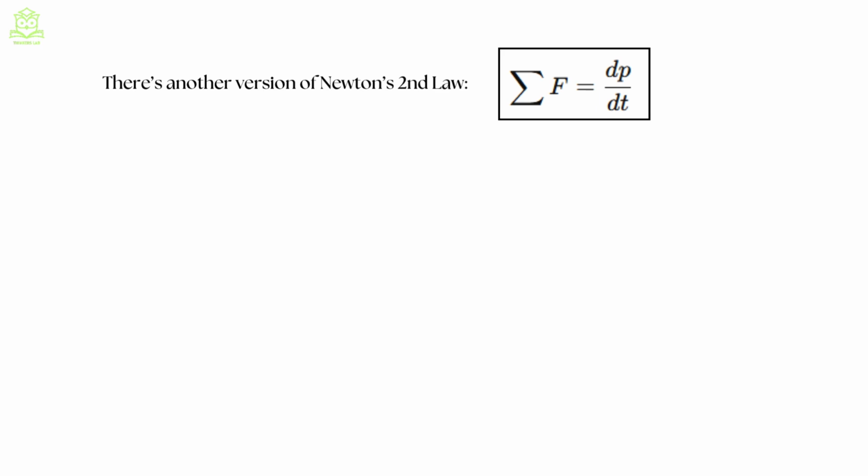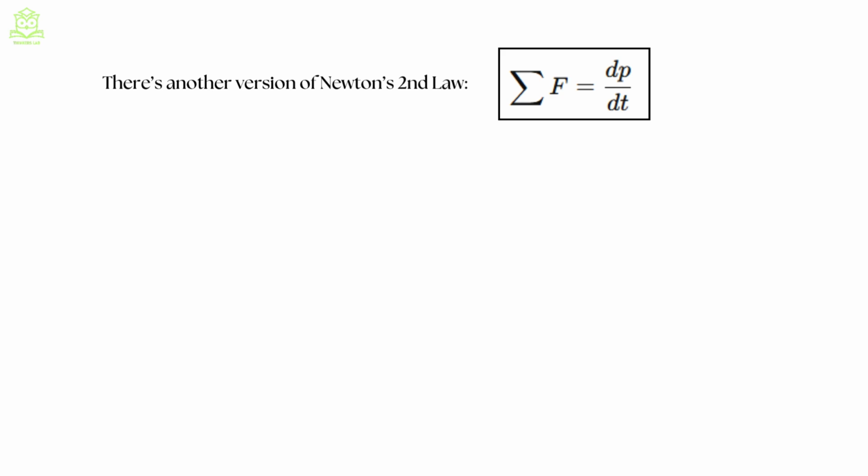Step 2. Another way to look at it. There is another version of Newton's second law. The sum of all forces equals the change in momentum over time. Mathematically, this is written as ΣF = dp/dt. In equation form, sigma F equals the derivative of momentum with respect to time.